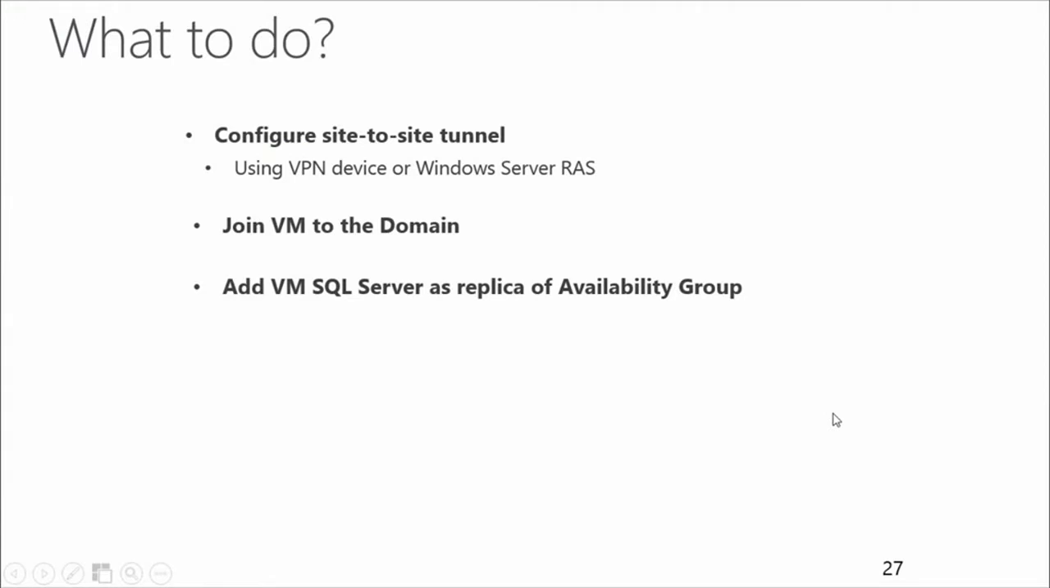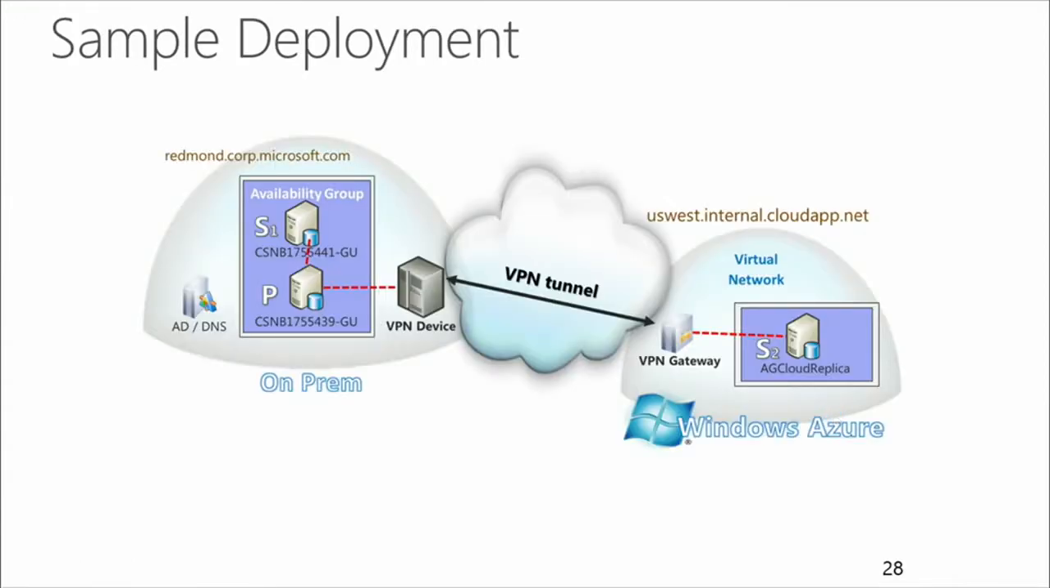Okay, let's see what else we have here. So this is how a sample deployment looks like. So on the on-premise environment, for example, I can have my SQL servers running. So I have here, for example, my primary. I have my secondary. They're part of the same availability group, and that's how I achieve high availability. And then on-premise, I have my Active Directory domain controller. There is a VPN device. And that VPN device establishes the tunnel to the Windows Azure Gateway. In the cloud, now I can have one or more secondary replicas. And these secondary replicas become part of the same availability group and become part of the same Windows cluster.